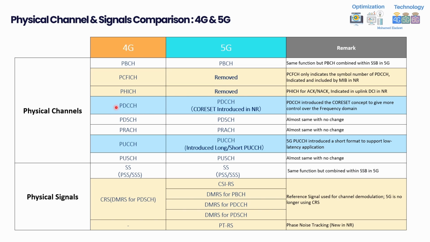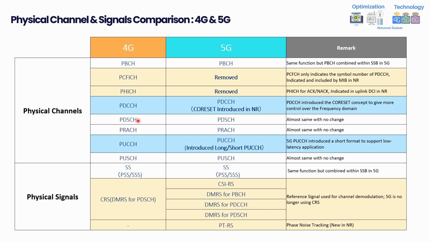After we have the PDCCH, it's almost having the same function for 4G and 5G. However, it will be highlighted in more detail in the next slides. Just like there is a new concept called CORESET introduced in NR. This is giving you more control over the frequency domain resources. If you remember 4G, the PDCCH was using the entire system bandwidth. However, in 5G now it's not the same. We have something called CORESET. We'll go through the details of it in the next slides.